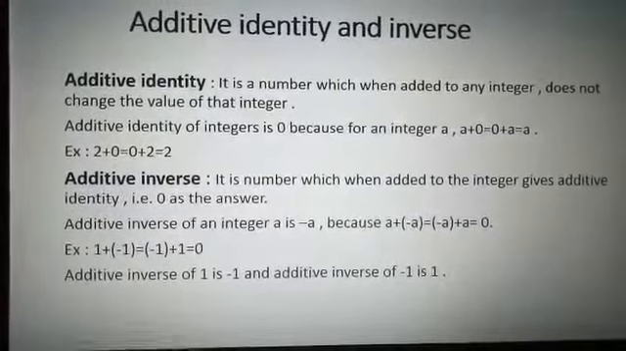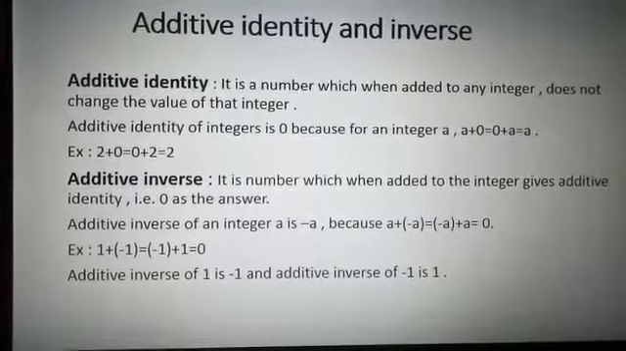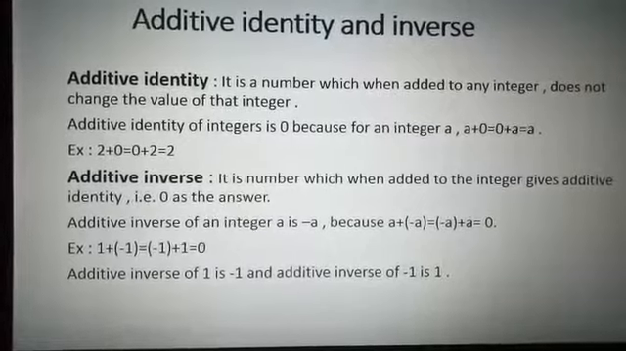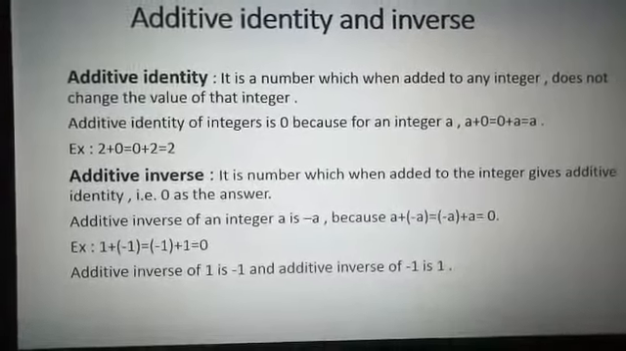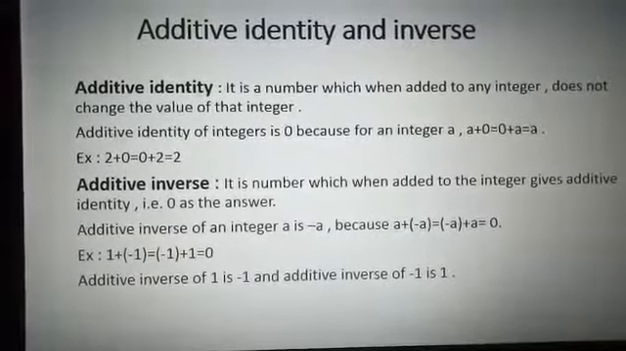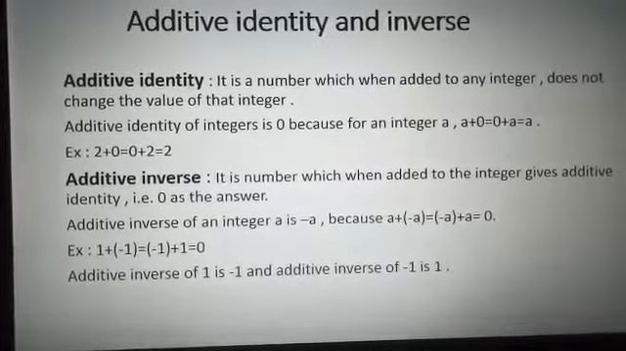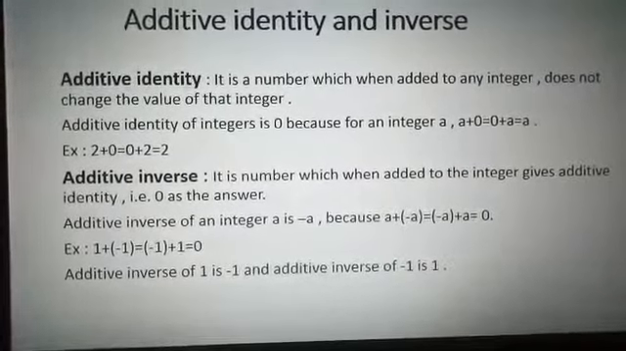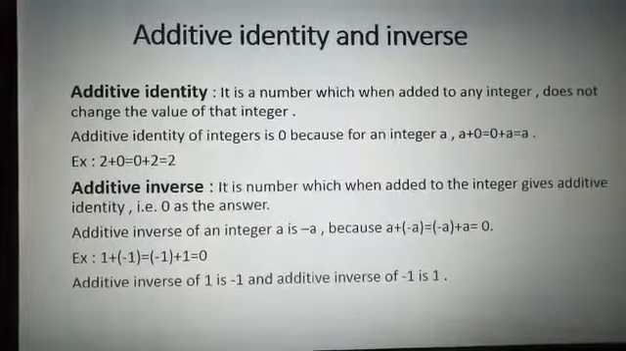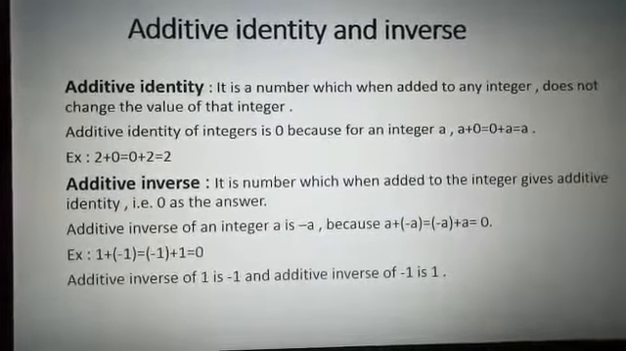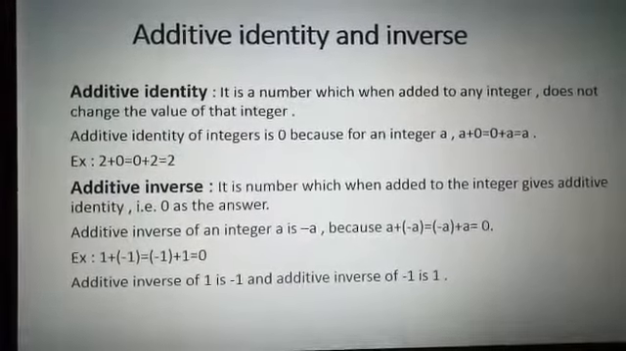See the first example. 1 plus minus 1 is equal to minus 1 plus 1. Answer will be 0. That means 1 is the additive inverse of minus 1 and minus 1 is the additive inverse of 1. Understand the meaning of additive inverse? If we add plus 5 and minus 5, we will get the answer 0. That means 5 is the additive inverse of minus 5 and minus 5 is the additive inverse of 5.